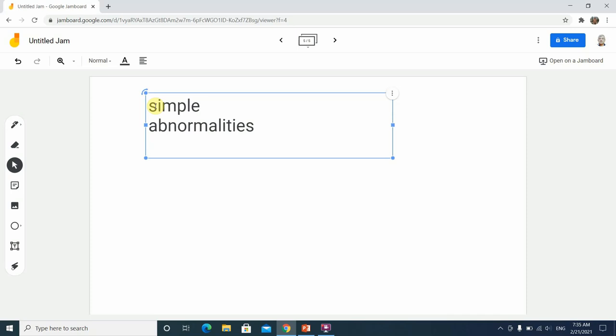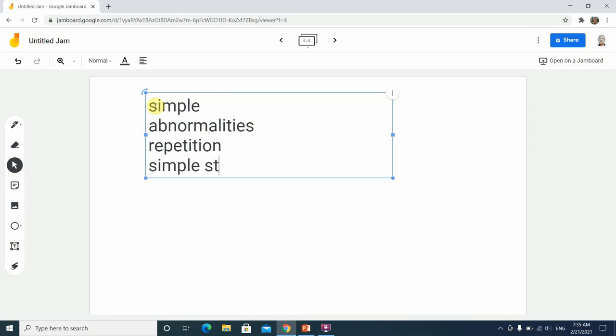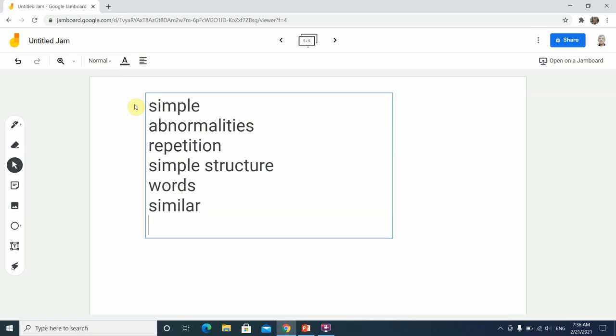You are going to use a language which is very simple, full of repetition, characterized by repetition, characterized by simple structures. Not simple language in general or only, but simple structures. Simple in using words, right? And all the time, it is similar to the language of the child.